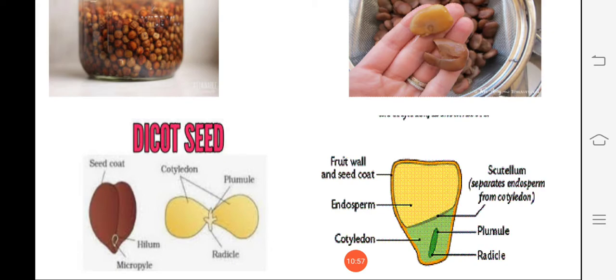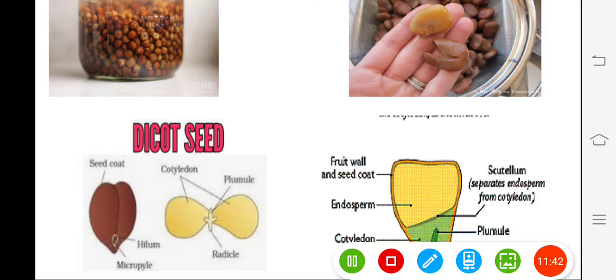In some seeds that have only one cotyledon, for example, rice, wheat, maize, are called monocotyledons since they have only one cotyledon. In monocot, we cannot differentiate the embryo. The embryo is not visible as in dicot seeds. The food stored takes up a large amount of space inside the seed.